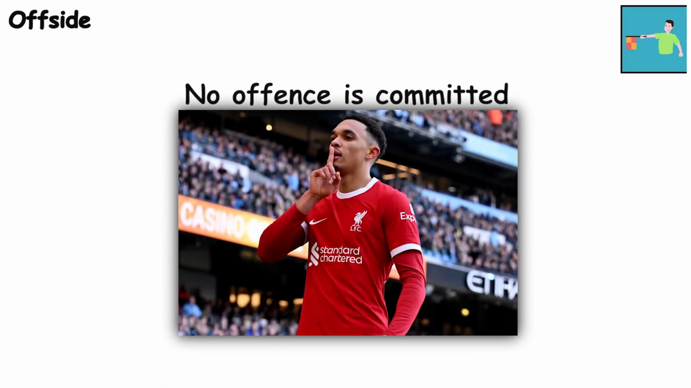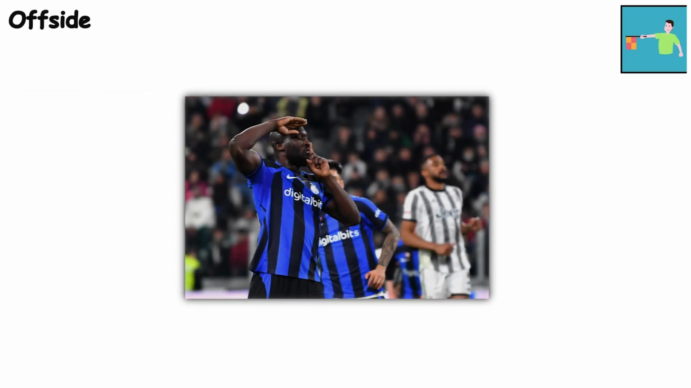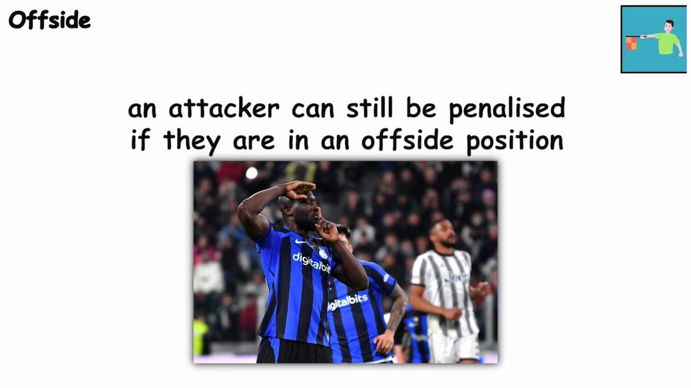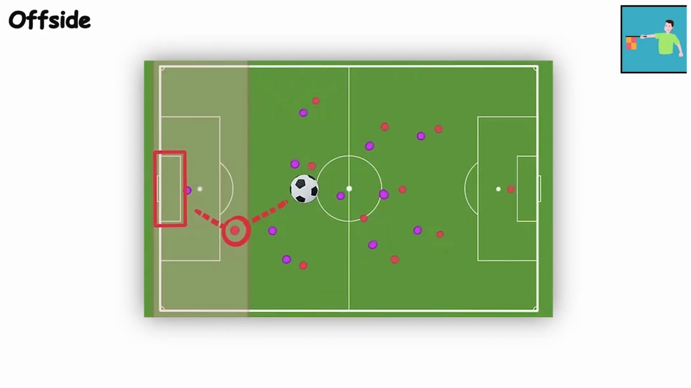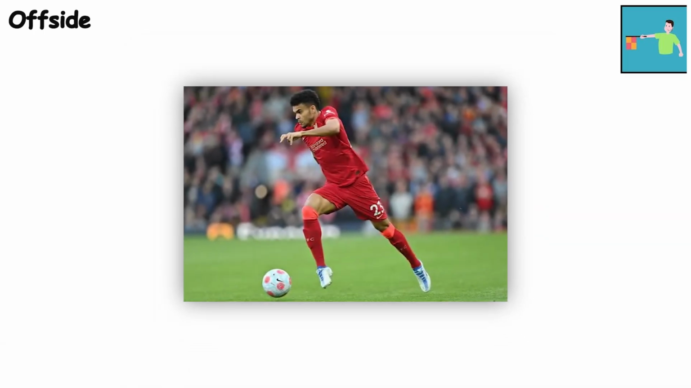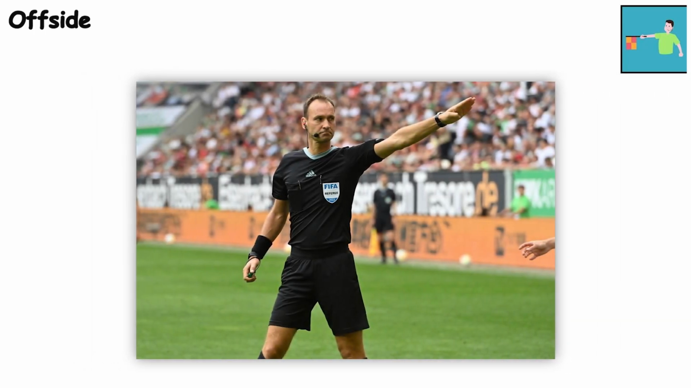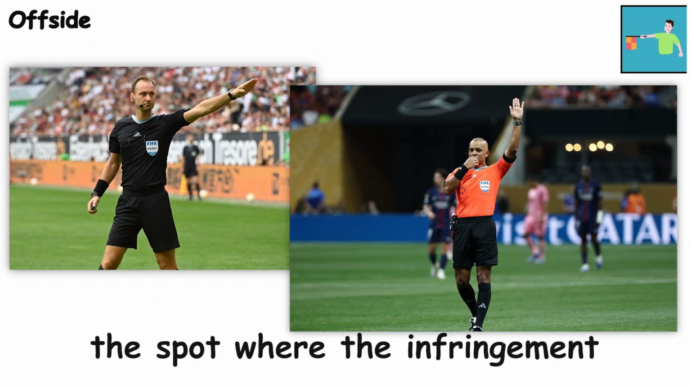No offense is committed if the ball comes directly from a deliberate play by an opponent, including a deliberate handle of the ball, unless the opponent deliberately saved it. In that case, an attacker can still be penalized if they are in an offside position when they become involved. There is no offside offense if the ball is received directly from a goal kick, corner kick, or throw-in, even if the player is in an obviously advanced position. When an offside offense occurs, the referee awards an indirect free kick to the defending team from the spot where the infringement occurred, even if that spot is in the attacker's own half.